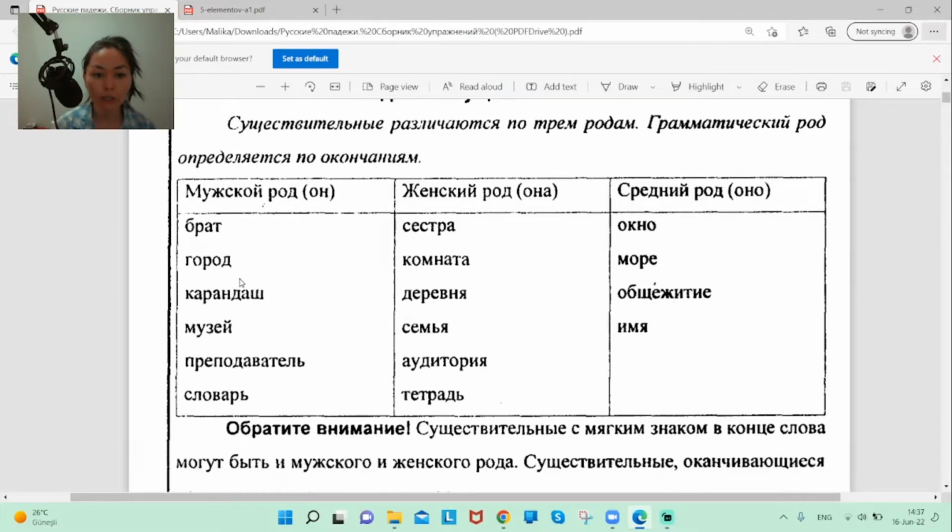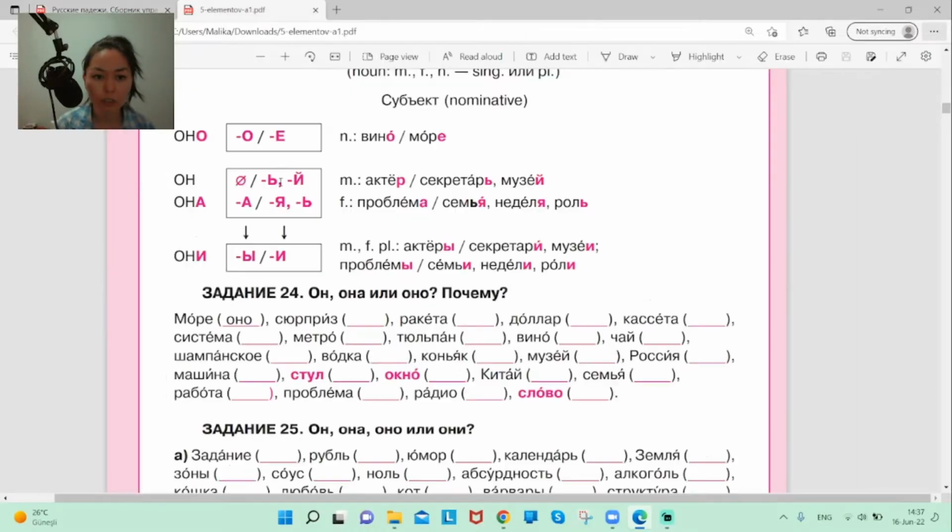If we take a look at these words here, брат, город, карандаш, they end in consonants. So masculine ends in a consonant, like актер, but then it also ends in short й, like музей. Музей. Это он. Музей – это он. Museum is he in Russian. It also can end in a soft sign, but let's leave that for a while.